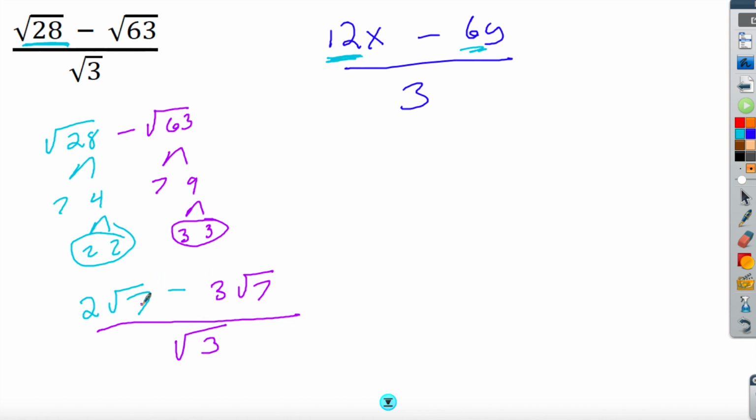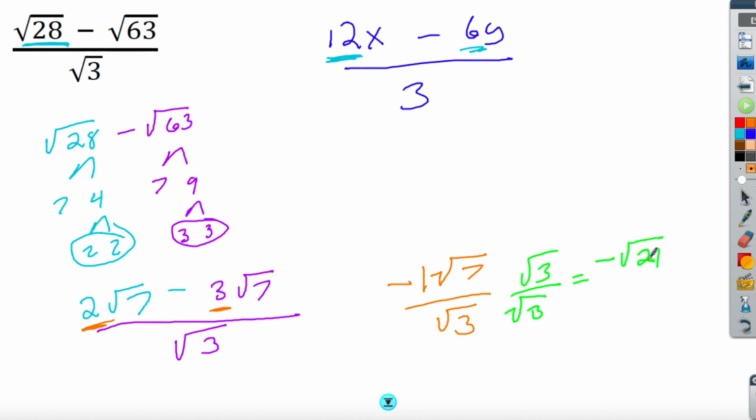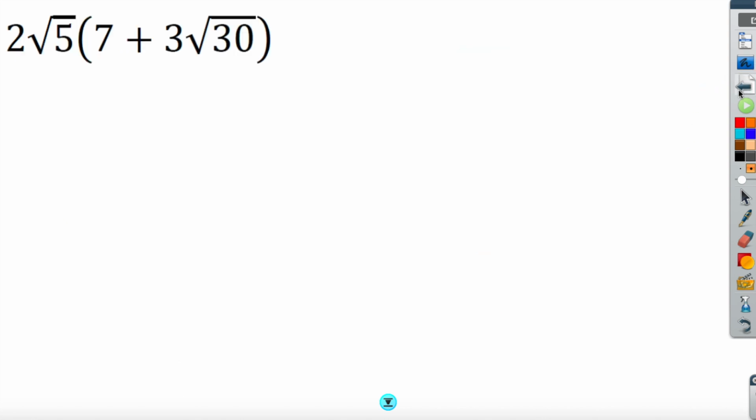Okay, so now looking at this one, I can combine the numerator of these two numbers. I'm going to have 2 minus 3, which is negative 1. And remember, the radical 7 stays the same. Now I still have this radical 3 in the denominator, and if we remember from the previous lesson, I can never have an irrational number in the denominator. So what I need to do is multiply the numerator and the denominator by radical 3, and that will give me negative radical 21, because 7 times 3 is 21, all over 3. Okay, so this would be my final answer right here. All right, so let's go ahead now and look at the next one.